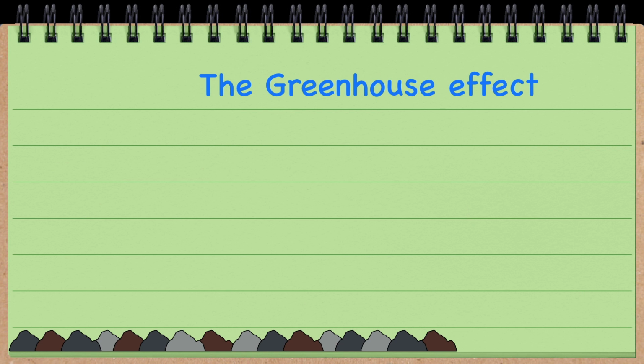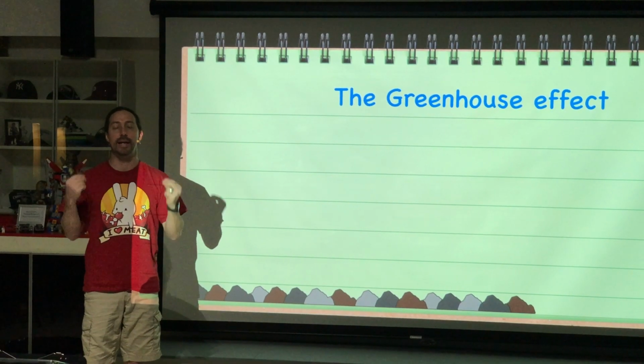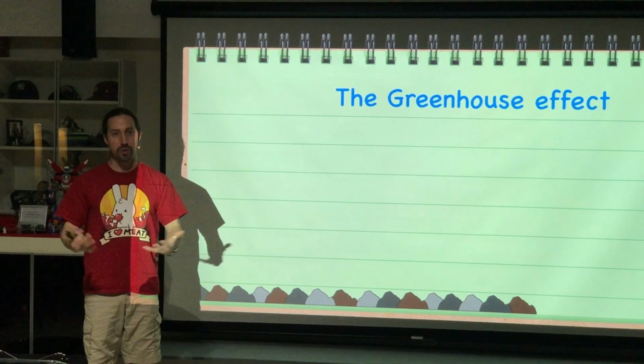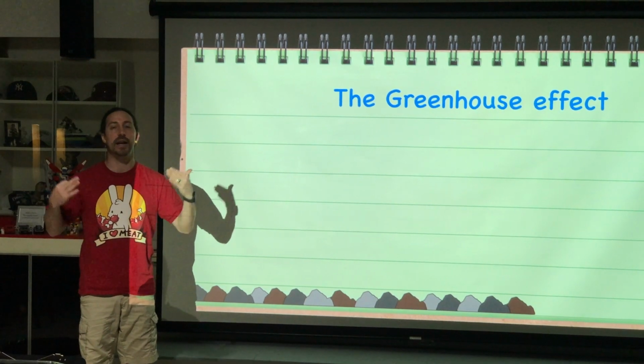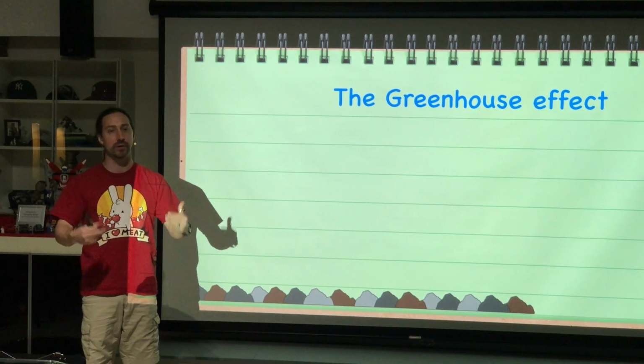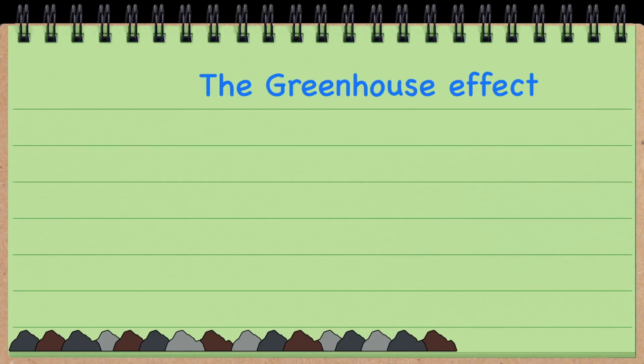Moving on to the greenhouse effect. Now, the greenhouse effect is not a bad thing. I don't want you to think it is. The greenhouse effect is what keeps our planet from getting too cold. It's what allows for life to exist on this planet because it keeps us at a relatively stable temperature. We're going to use a very simplistic way of understanding this.